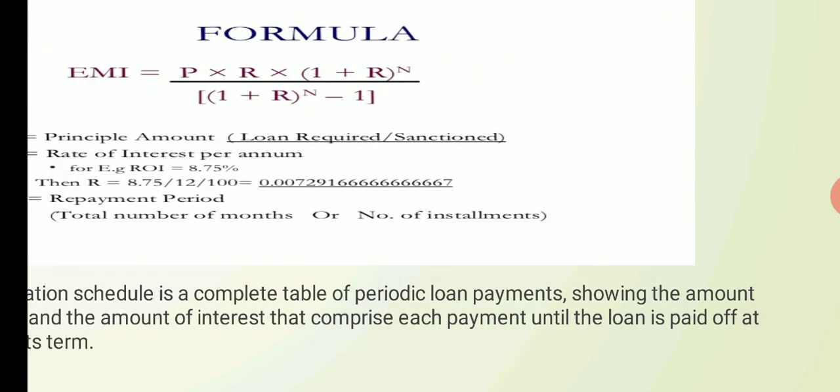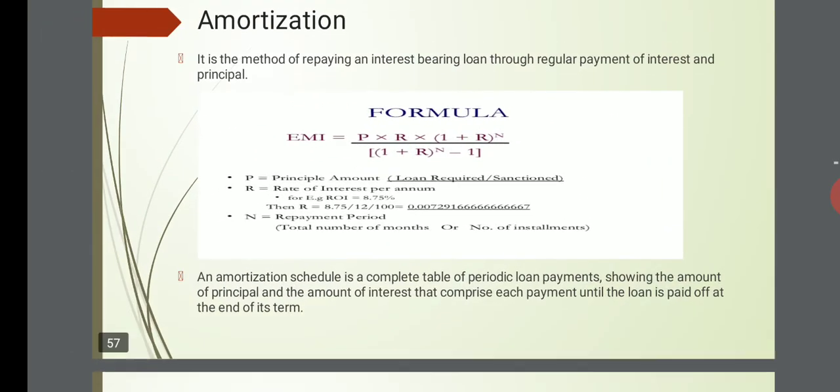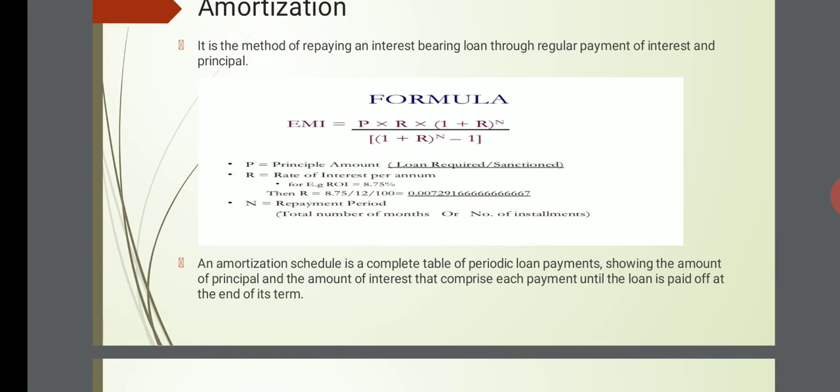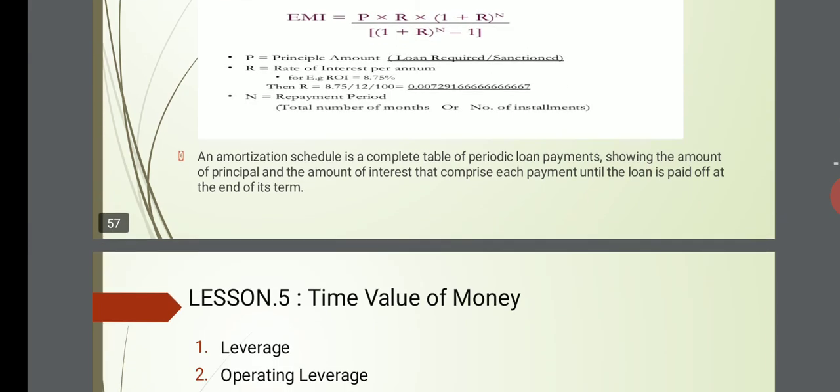And so it will be EMI calculation, which is very important, and it is P into R into (1 + R)^n divided by ((1 + R)^n - 1). This is the formula for EMI calculation. EMI is equated monthly installments. An amortization schedule is a complete table of periodic loan payments showing the amount of principal and amount of interest that comprise each payment until the loan is paid off at the end of its term.